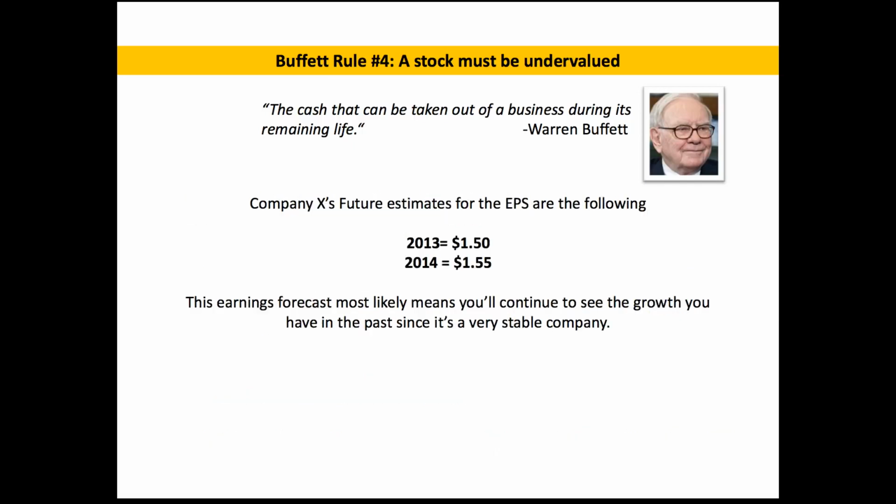So let's assume that we looked at Company X's future estimates, and in 2013 it's $1.50, in 2014 it's $1.55. This would trend with the $1.50 that they've had in the past, and so we could go ahead and say that book value is probably going to continue to grow at the same slope that we saw in the past 10 years, and they're probably going to continue to make this dividend payment. So that's how we can estimate what kind of cash we would get out of this business over the next 10 years.